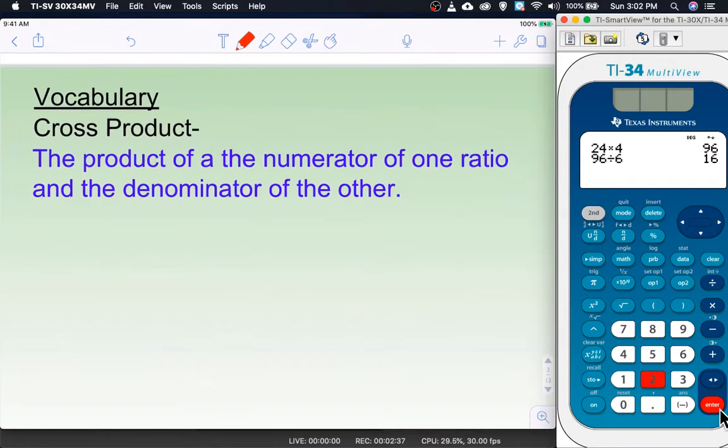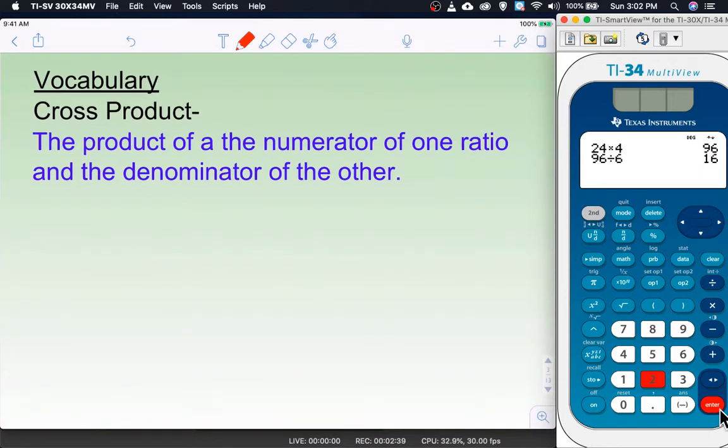So here we have one vocabulary word for this lesson. It is cross product. So cross product is the product of the numerator of one ratio and the denominator of another. Essentially, it is that cross multiplying.